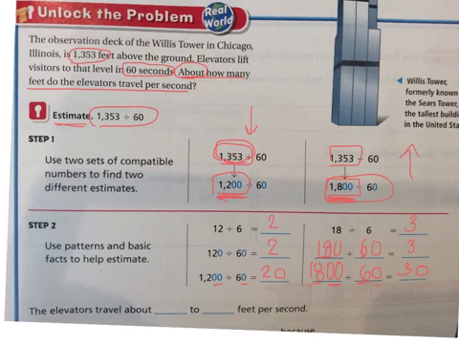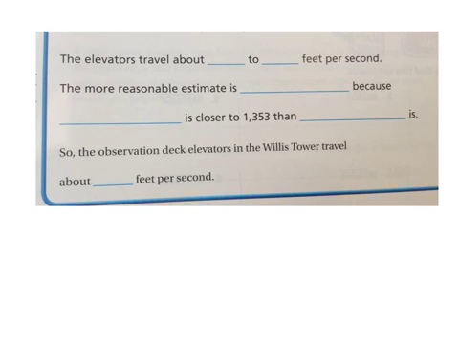1,200 divided by 60 is 20, and 1,800 divided by 60 is 30, so we know that the elevators must travel about 20 to 30 feet per second, right? Because our actual answer is going to be in between these two estimates. Yes. So therefore, we know that the elevators travel about 20 to 30 feet per second.